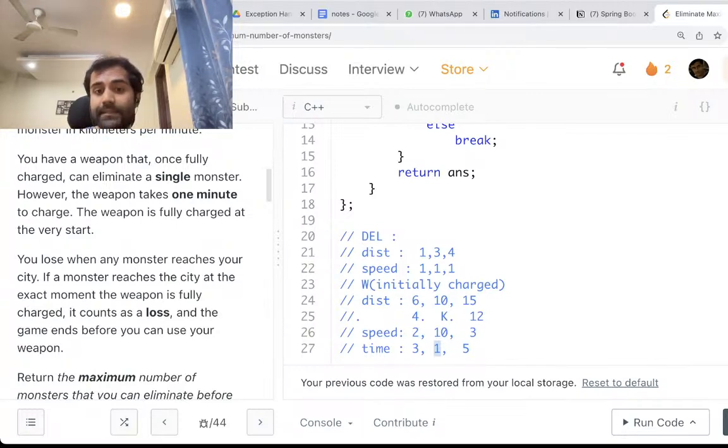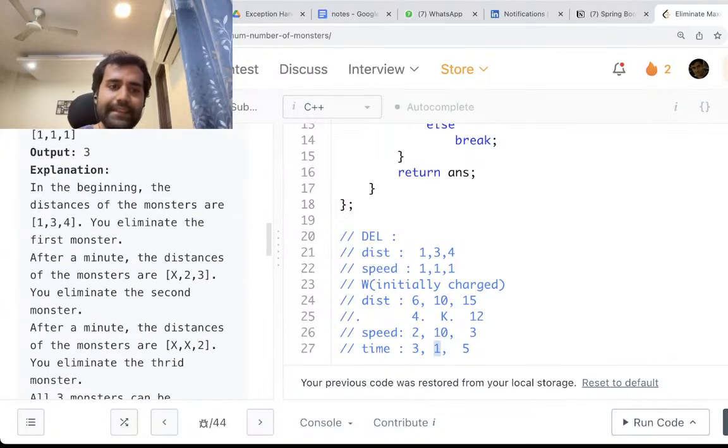Is this point making sense? That is why we should be killing the monster who is going to reach us the fastest? Yes or no? Okay, so that is going to be our strategy of killing the monsters, correct?